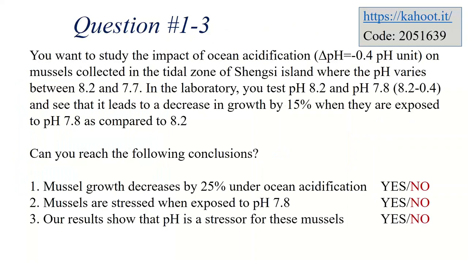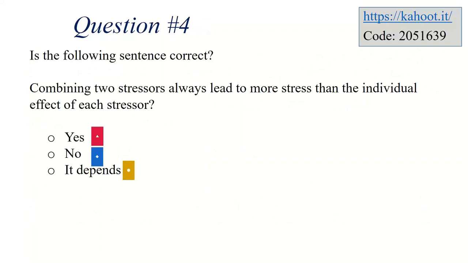So the answer to the three questions was no. You have a decrease by 25% under ocean acidification, but it's not acidification because it's still within the natural range of variability. So it's a response to low pH, but not relevant in the context of acidification. For mussels, this question, it's no. Two is no, because they are not stressed. They are responding through plasticity. And the last question, we can't really consider pH as a stressor based on those data, because basically we are still within the natural range again.